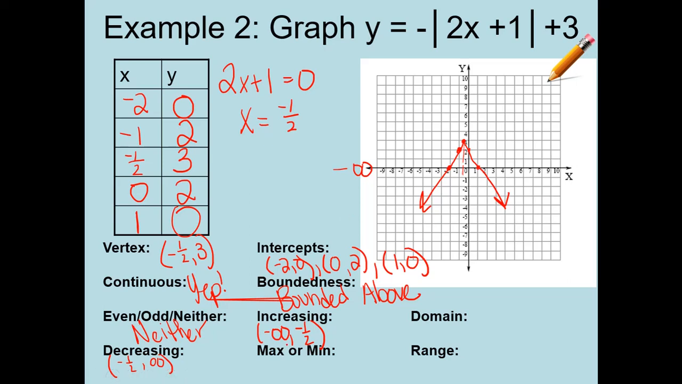This guy in particular has a maximum, an absolute maximum to be exact, which is -1/2, 3. His domain, just like his friend, -infinity to infinity. And then remember the range, bottom to top. So he goes forever down, but he stops at bracket 3. Okay? So we're still practicing those key features of graphs that we started a couple of days ago.